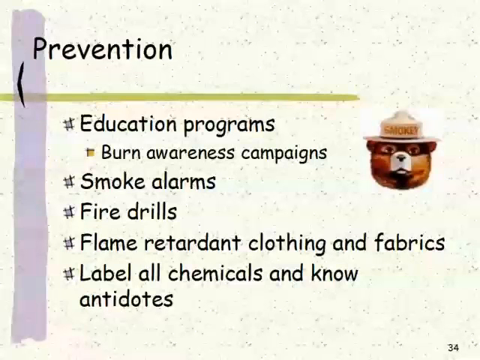Trying to make sure that kids and adults have flame retardant clothing and fabrics on, especially with pajamas. And make sure patients know to label chemicals that could cause burns, know the antidotes, and know the poison control number to call to find out what to do, those kinds of issues. And then on your speaker notes are some other common sense ideas as far as prevention strategies to prevent burn injuries. And this concludes the burn lecture.